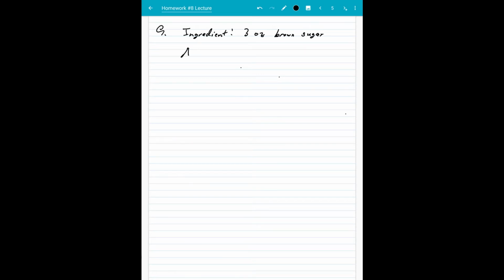Now our AP cost, remember this is as purchased. Our as purchased cost is $0.93 for 1 pound. It wants us to find the cost of the ingredient. That's what we need to find is the cost of the ingredient. So how much does this cost us for our recipe that we're using it for? The 3 ounces of brown sugar are being used for some particular recipe.